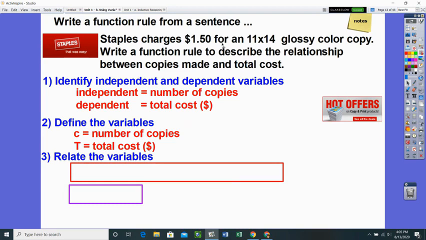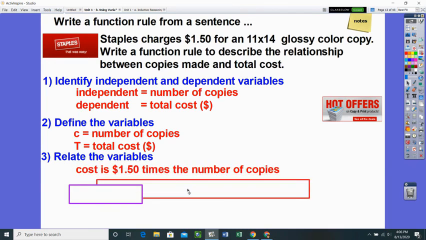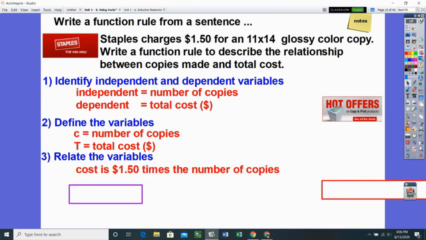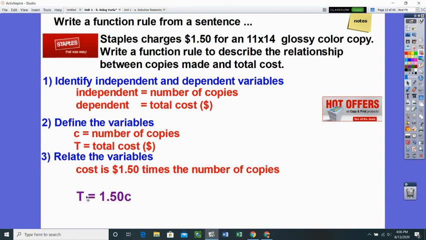My rule now has to have the T, the C, and the $1.50. So I'm going to take the number of copies, multiply it by $1.50, and that will give me the total cost. Right? So can you write the rule? It's an easy one. And it's really important that you make sure your variables are in the right spot. So your total cost will equal $1.50 times the number of copies.